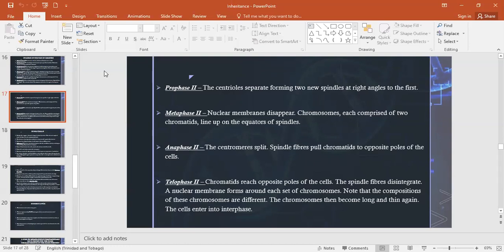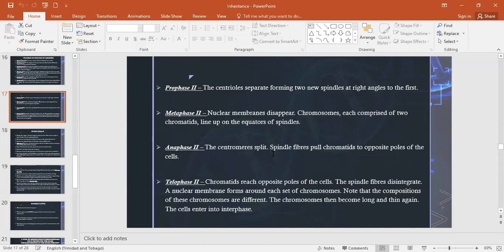All right, so let's go. We're just dealing with the second phases, right? The second stages. So remember, prophase 2, we have the centrioles separating. You get two new spindles again, forming right angles to each other. Then metaphase, the nuclear membranes have to disappear and your chromosomes line up again on the equators. Then ana is up, up, and away. So this is where the spindle fibers will split and pull the chromatids to opposite poles of the cells.